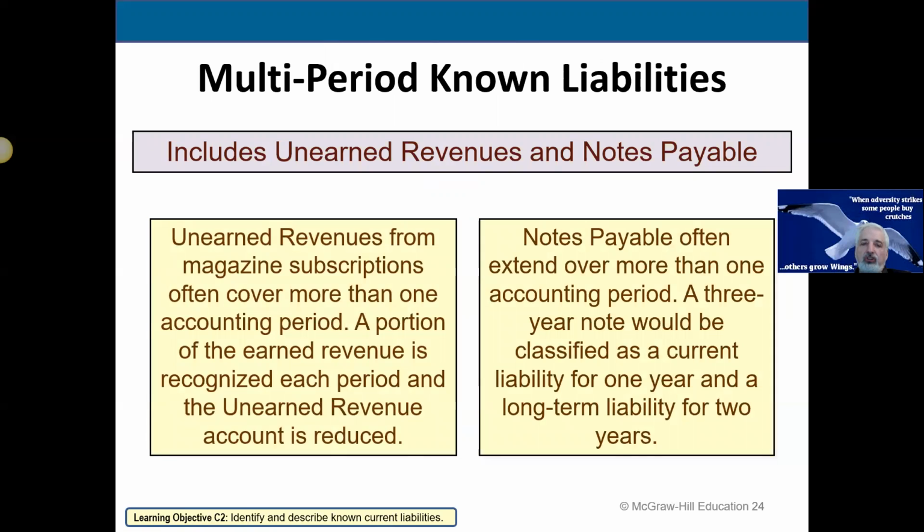Multi-period liabilities, just unearned revenues, magazine subscriptions, other things, just to be aware. We're going to have to make adjusting journal entries. Notes payable, same thing. If I go across year end or a 5-year note, we'll see bonds payable next chapter and how we account for bonds. We do some more interesting things with bonds, long-term notes like that.